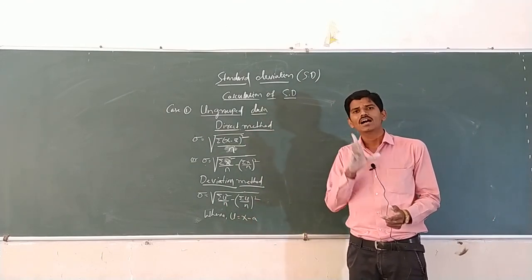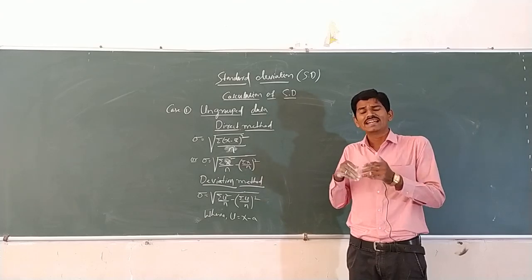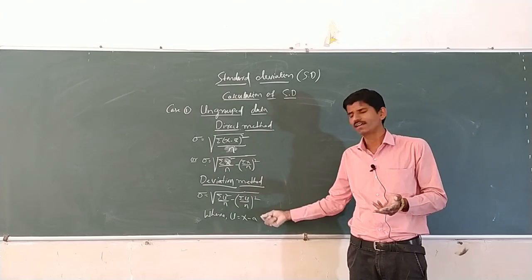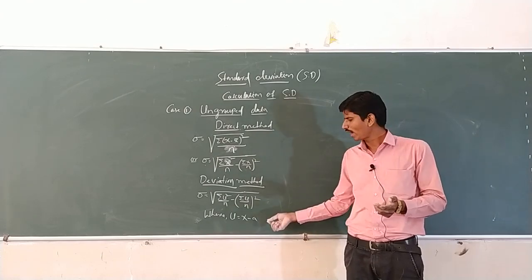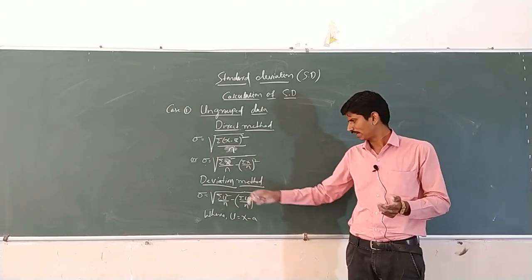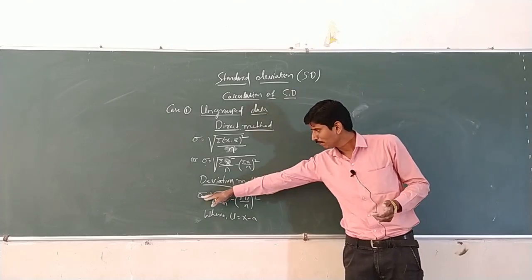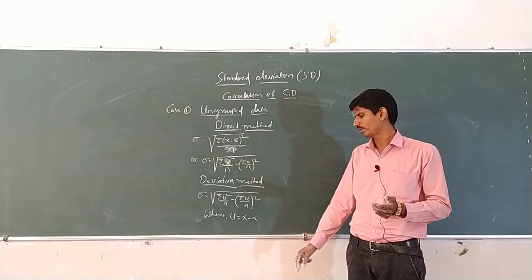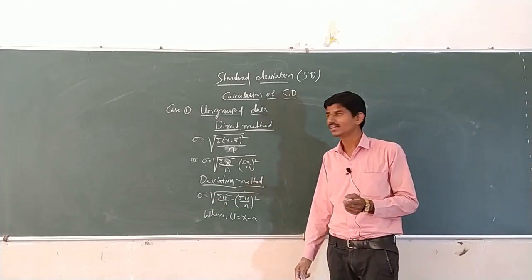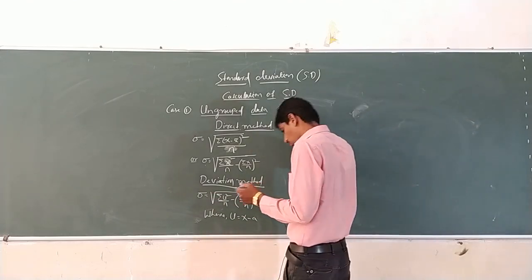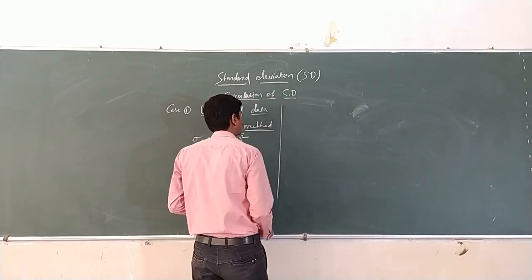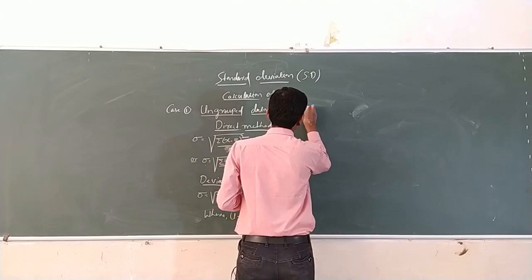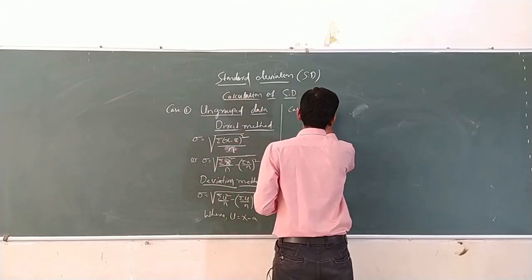We have to choose any value from x; that is a. A is an assumed value. Here u is a deviation, that is the deviation method. Sigma equals the square root of sum of u square by n minus (sum of u by n) whole square, where u equals x minus a. The next one, case 2, that is grouped data.